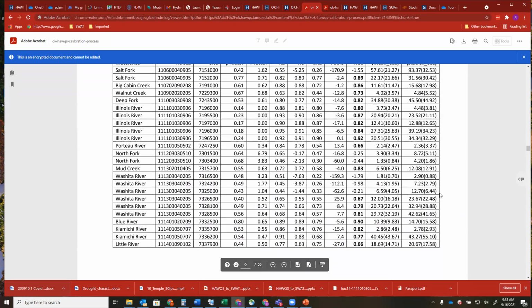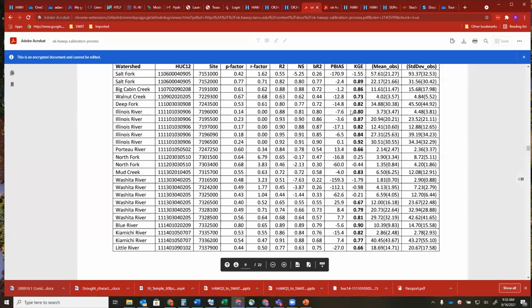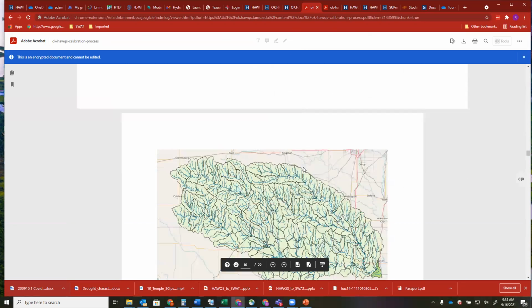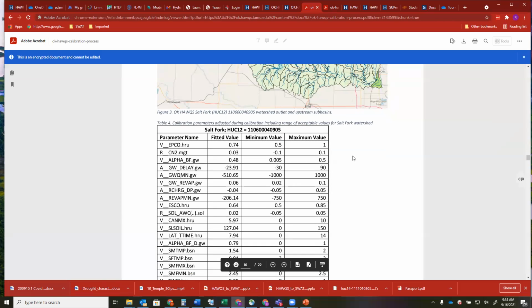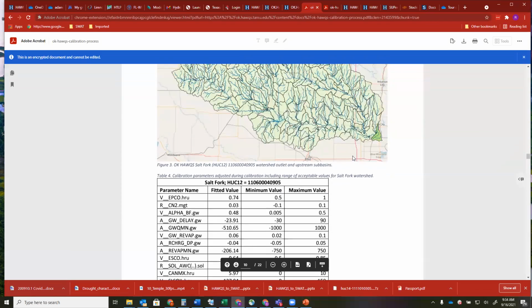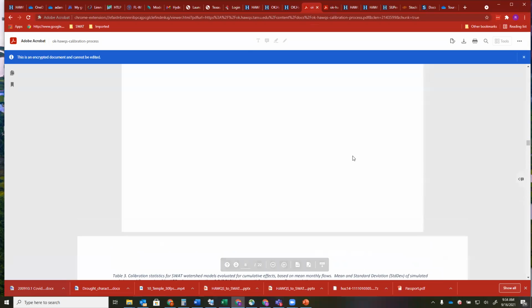Any other questions on the data or the calibration process? And then yes, we go on showing each watershed separately and what parameter we use for calibration. So it's a very detailed document that you can go through at your leisure.